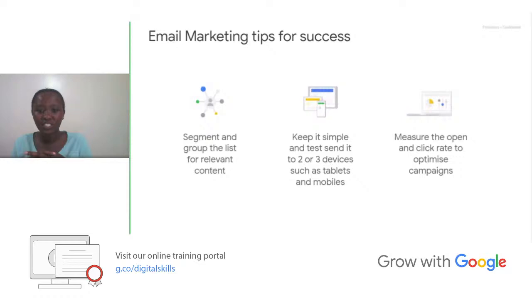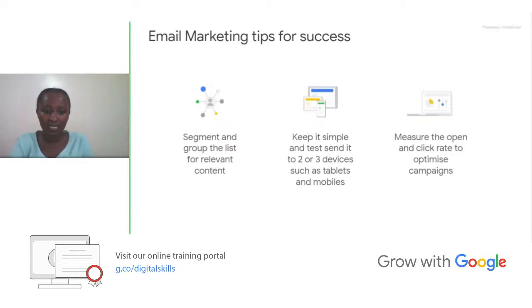The other thing is to measure the open and click rate to optimize campaigns. Get to know how many people are opening your emails, how many are clicking, and also how many are unsubscribing, as this will help you optimize your campaign and prepare for future campaigns.